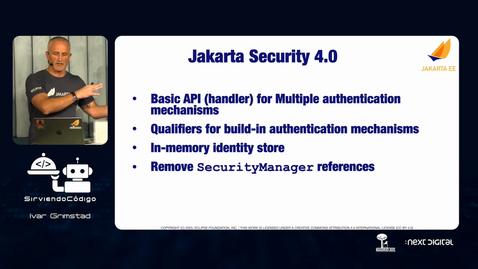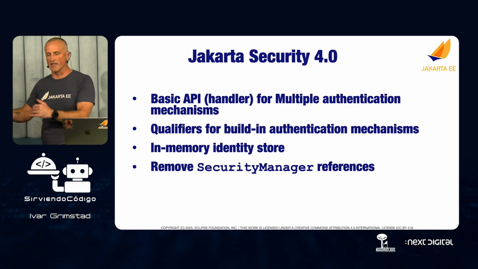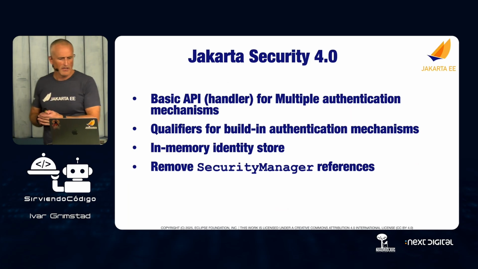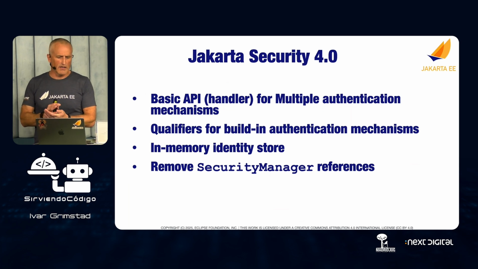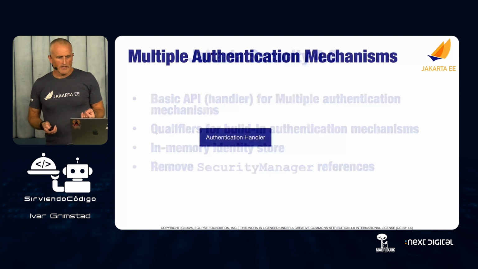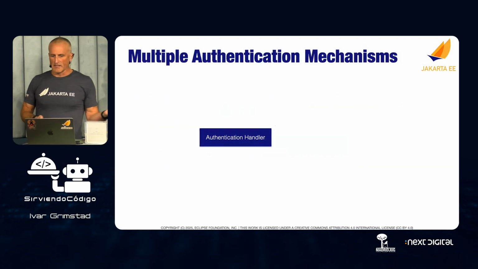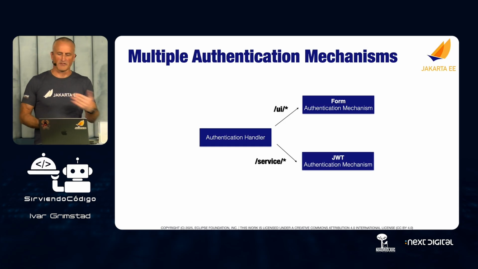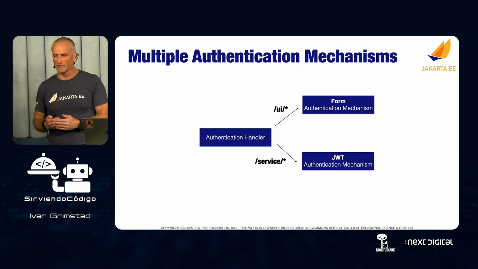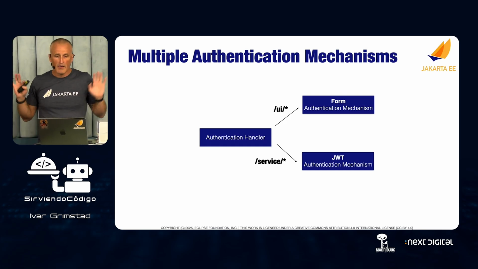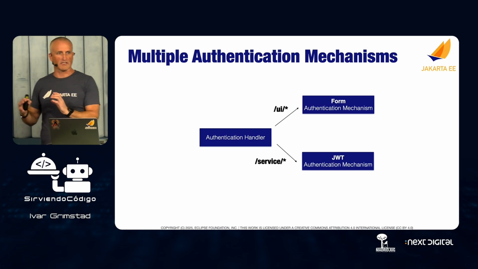The authentication and authorization APIs are more for the vendors that implement this stuff. We don't really touch them that much. But they're introducing multiple authentication mechanisms. The way that works is that you can have an authentication handler, and if it's UI, you can use a form-based one, and if it's a service, you can use a JSON Web Token, for example. So you can have these multiple authentication mechanisms within your application. This is easy to do with a proxy in front of something, but you can do it in your Jakarta EE application, actually.